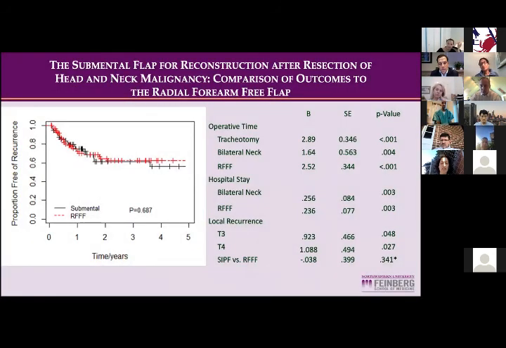So this is just a survival curve of patients who, in our hands, and ours is a global we, Dr. Patel's hands, received radial forearm free flap versus submental flap for reconstruction. And there was no significant difference in recurrence between the two groups. And I know we're probably short on time. I can go through lots of figures, but I did think that that was worth at least pointing out.